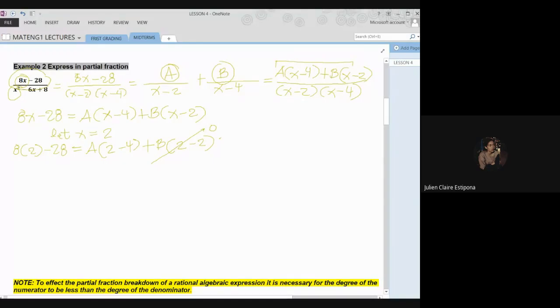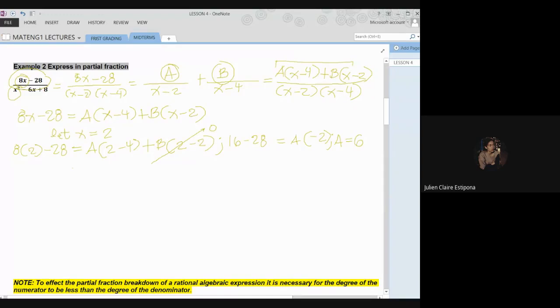Okay, so what is that? 8 times 2, that is 16 minus 28 is equal to a multiplied by 2 minus 4, that is negative 2. So what is the value of a? 16 minus 28 divided by negative 2. What is that? 16 minus 28, that is negative 12 divided by negative 2. What is that? 6 po. Yes, thank you. Okay, so the value of a is 6.